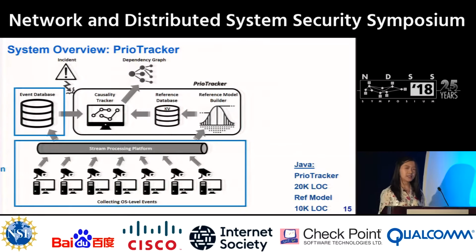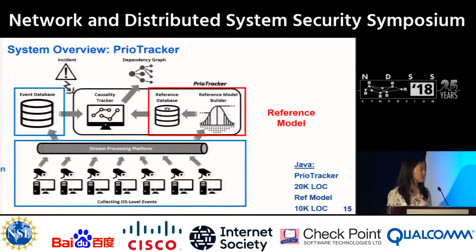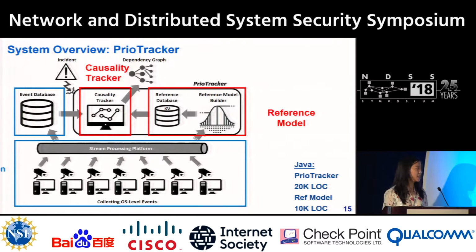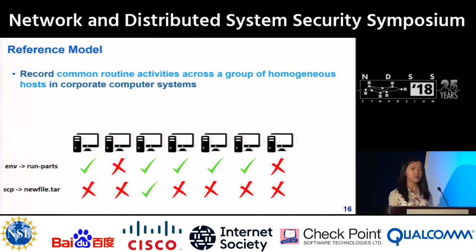On top of this system, we built our PRIOTRACKER, which consists of 2 components. The first one is a reference model. The second is a causality tracker. I will give you more details on the reference model.